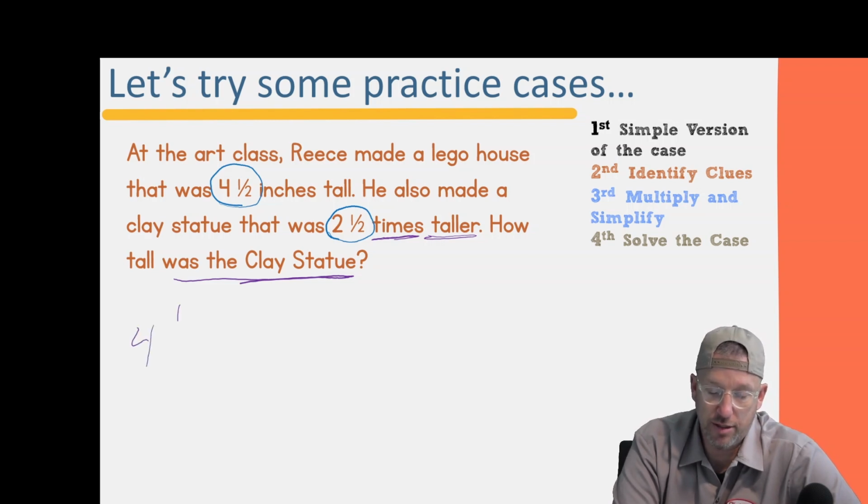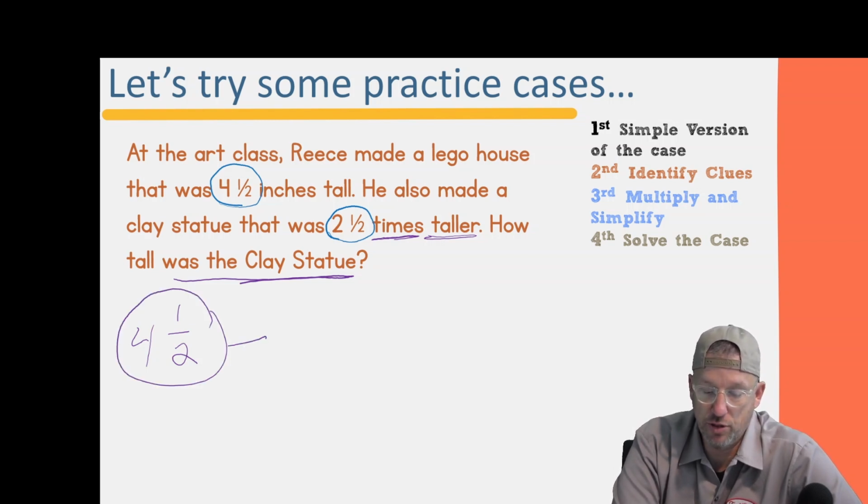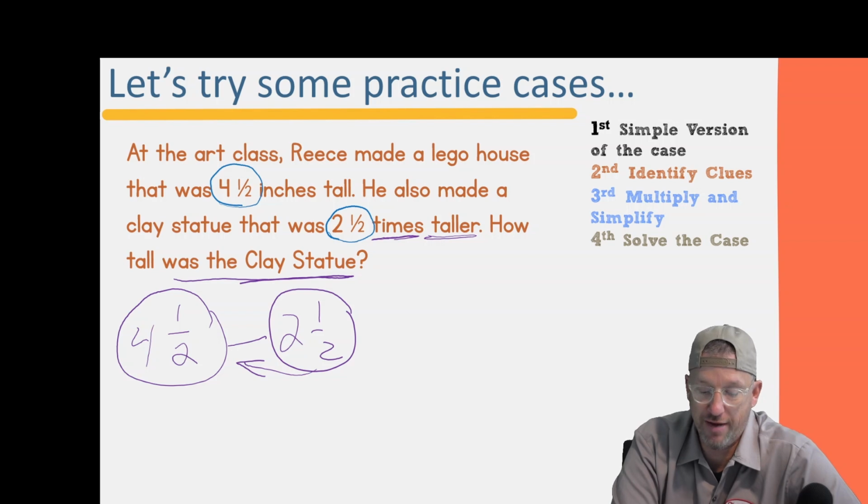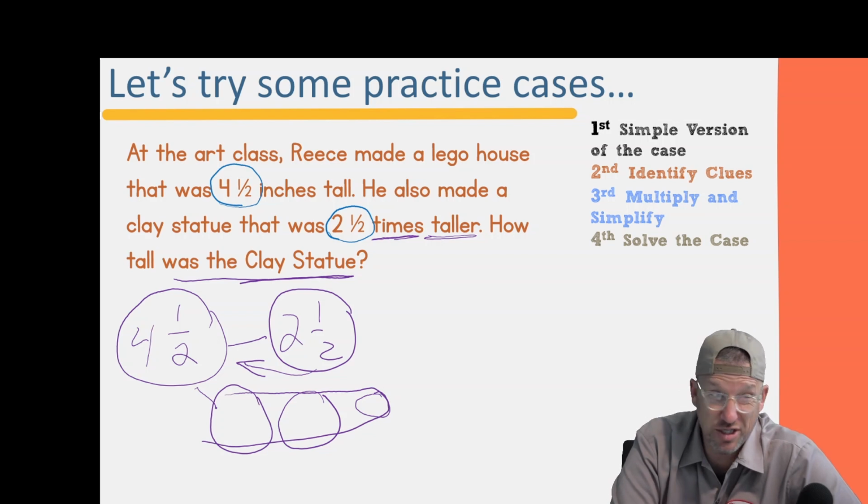He drew the Lego house was 4.5 inches tall. The thing that we're doing is 2.5 times taller. So it's taller than that, 2.5 times that. It's going to make one of them, another one of them, and then half of another one. So it's going to be 2.5 times taller. Now notice these sketches aren't pretty. They don't need to be. They're just helping you think it through.